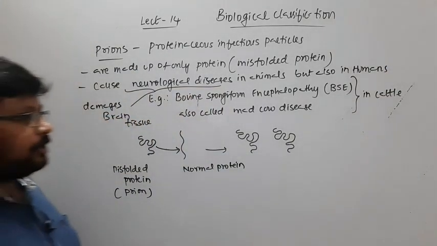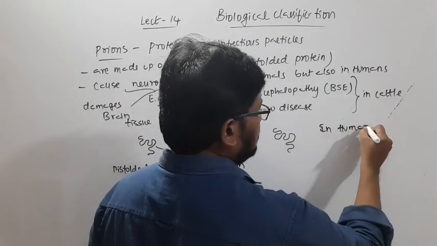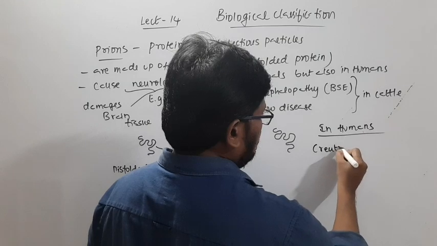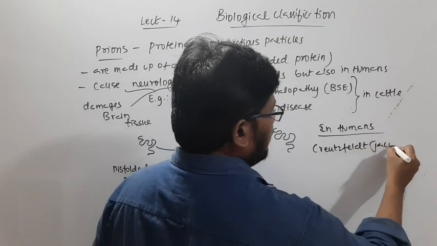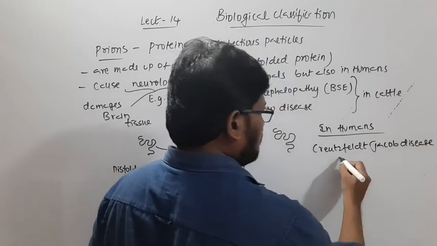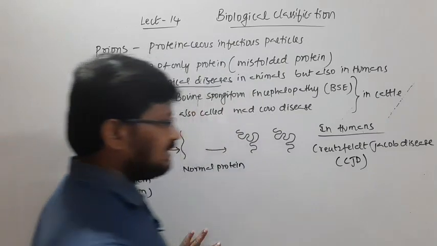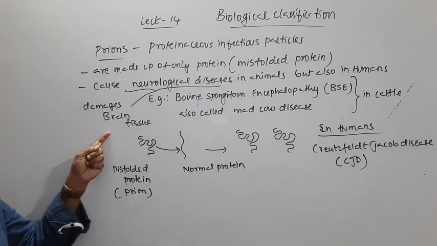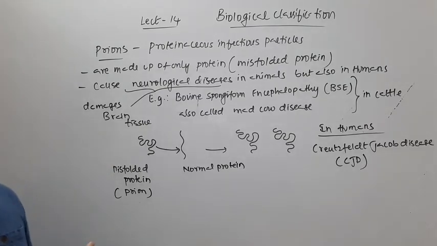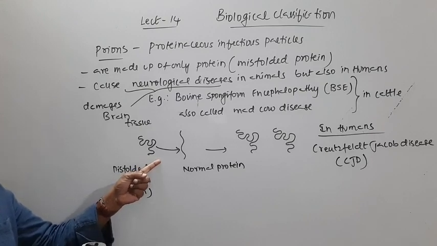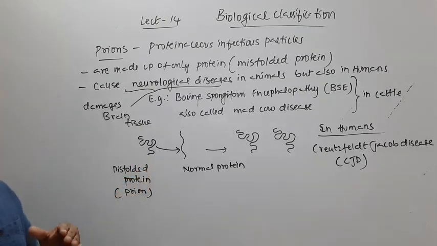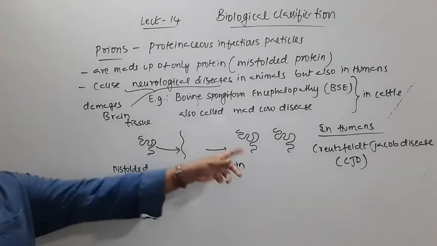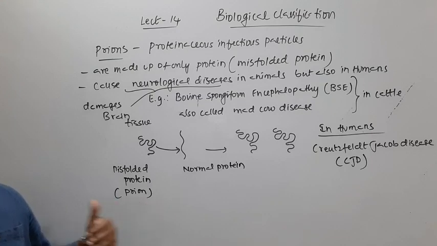So in humans it causes Creutzfeldt-Jakob disease. In short, we write it CJD. Here the nervous tissue especially will get damaged. Whatever proteins are present in the brain, when they come in contact with this prion, that is a misfolded protein, will also get converted to prion forms, and that is what we call a neurological disease.